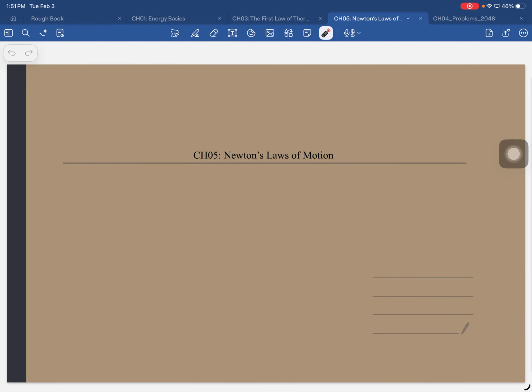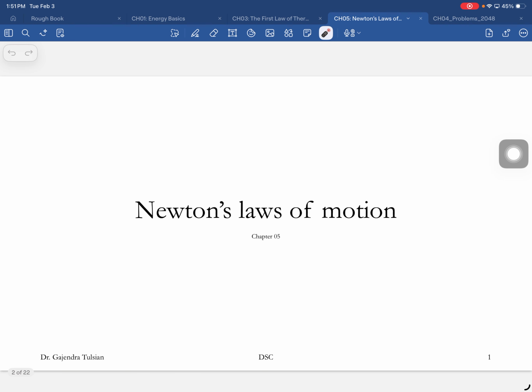Meaning acceleration is 0. Okay? So that's the first law. Now it turns out that Mr. Galileo was the one who discovered this law. But the reason we call it Newton's first law is because it's really a special case of the second law, which Newton discovered.